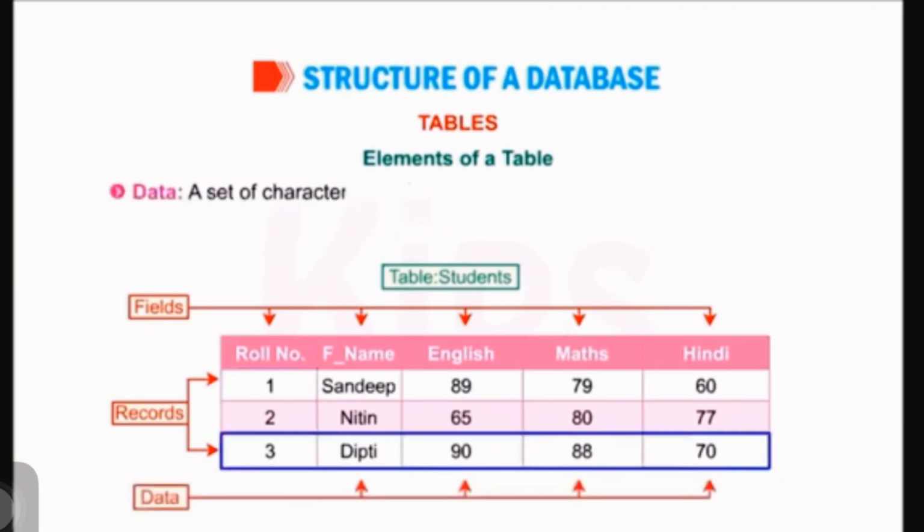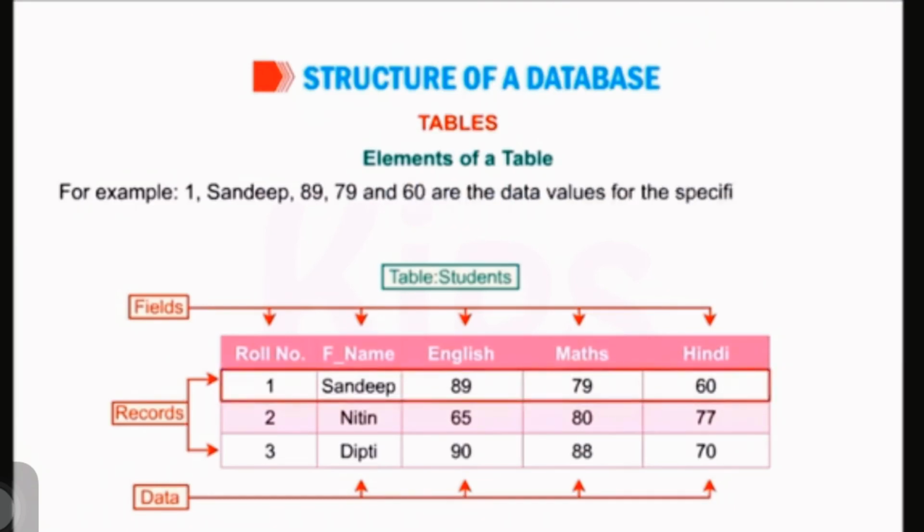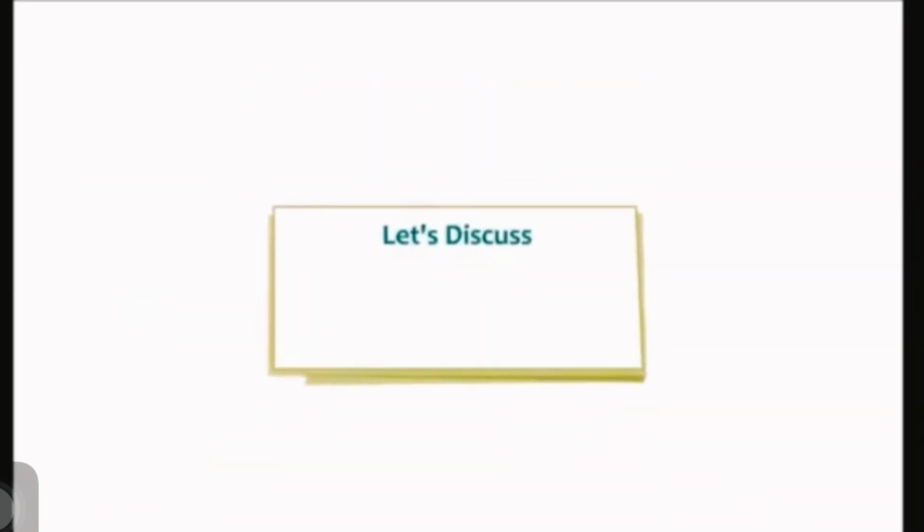Data. A set of characters that represent a valid value is known as data. For example, Sandeep, 89, 79, and 60 are the data values for the specific fields of the following table, students. Alright, let us now discuss field versus record.